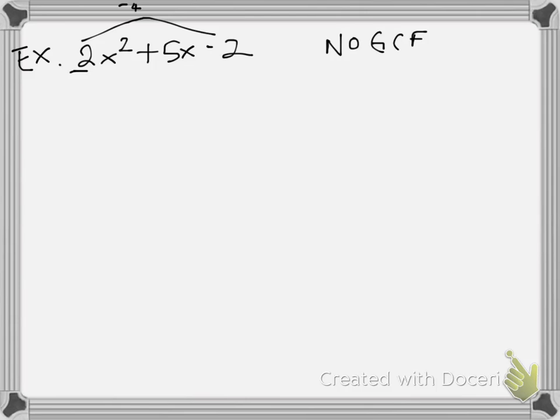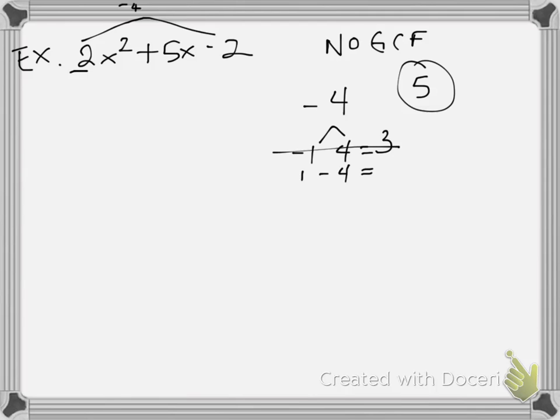Okay, so now I have to look at factors of -4 that are going to add together to equal a positive 5. Okay, so let's start. -1 and positive 4. Make sure you do your opposite, which is positive 1 and -4. Add them together. -1 plus 4 is 3. Well, I want 5, not 3. 1 minus 4 is -3. Well, I want 5, not -3.